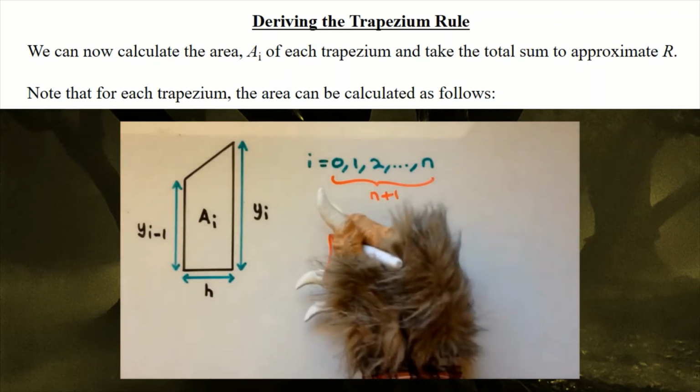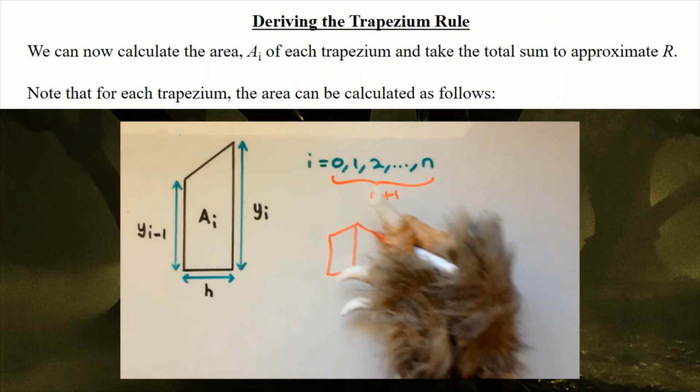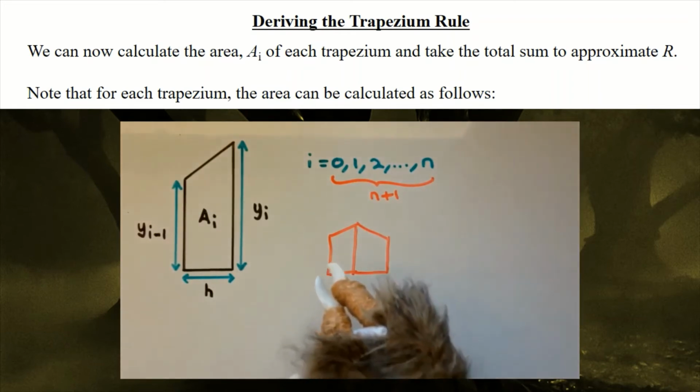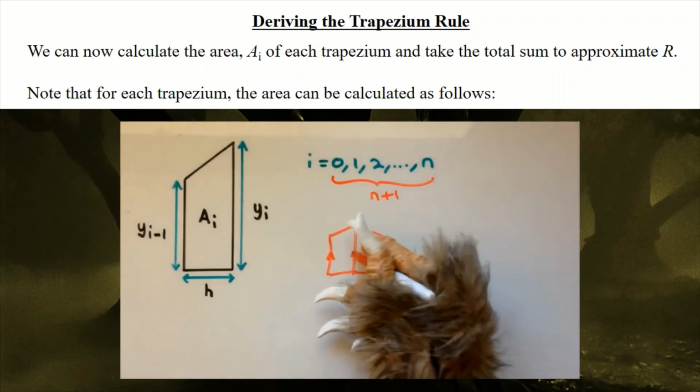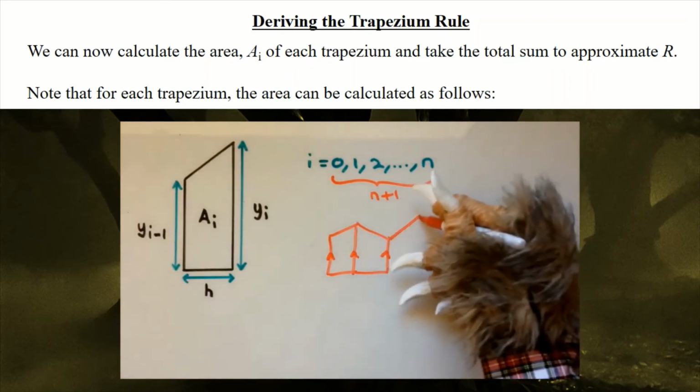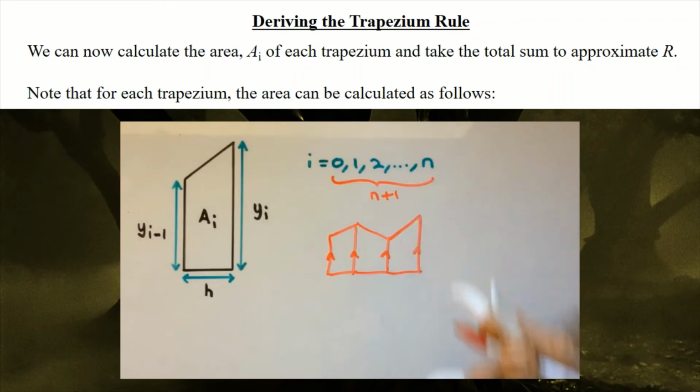If I just draw 2 trapezia really quickly, it doesn't matter what shape they are, you can see that I've got 3 of the parallel sides like that. Okay, but I have 2 trapezia. If I had another trapezium on the edge like that, I now have 4 parallel sides and 3 trapezia, and so on and so on. So I'm always going to have one more edge than the number of trapezia.